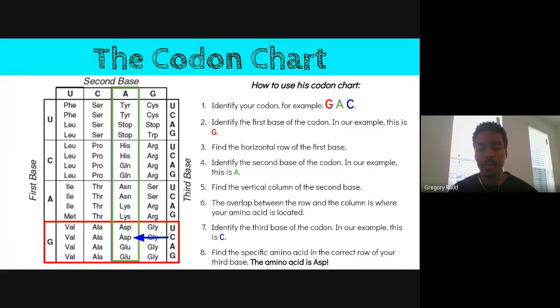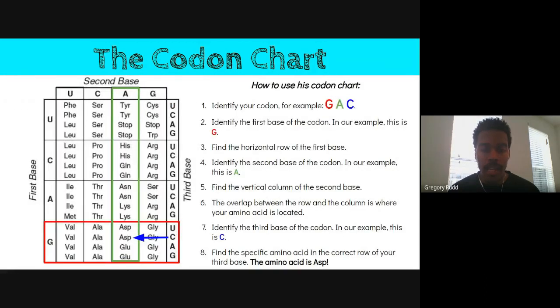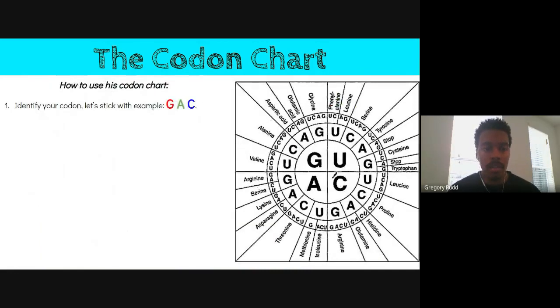Superhuman. Okay, that was 2 minutes. So this is just one of the codon charts. The other one is also available to you. It's just a matter of preference which one you use. We're going to stick with that exact same example, so we should end up with the exact same amino acid. We should end up with ASP because we're using the same codon. So we're sticking with GAC. Here's how you use this one.